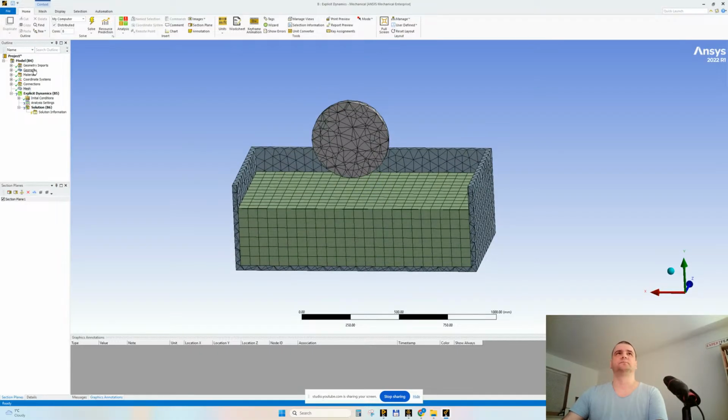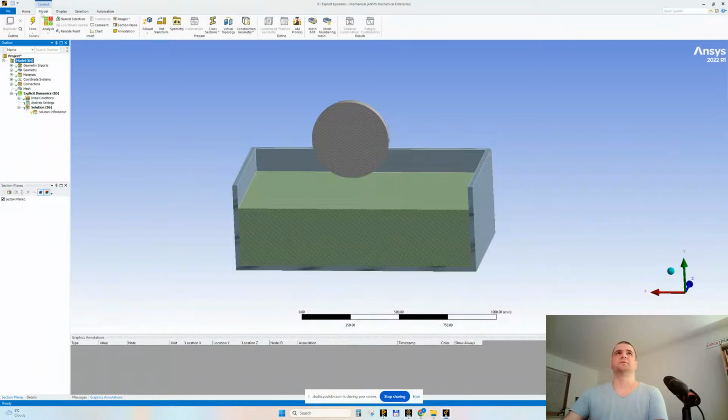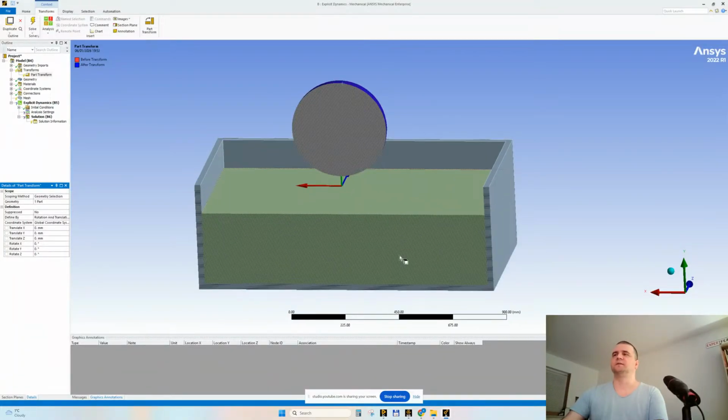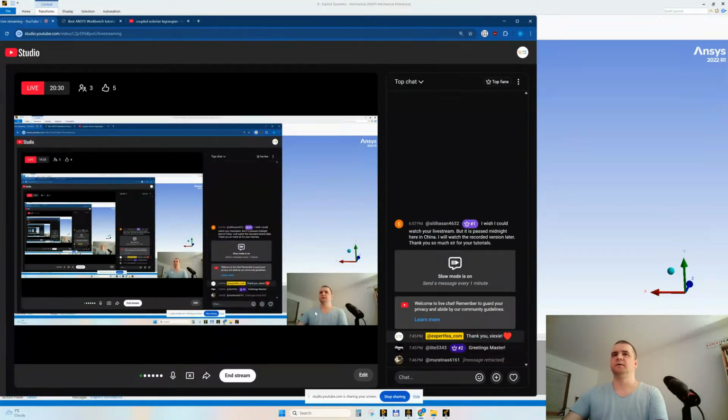All right, to move the sphere closer to the water. Model, part transform, click the sphere, right click, something like this. We're going here on details, apply, and offset about the y-axis. You can see the green axis is y, yes? I hope you can see it. Can you see it? Yes, you can see it, okay.